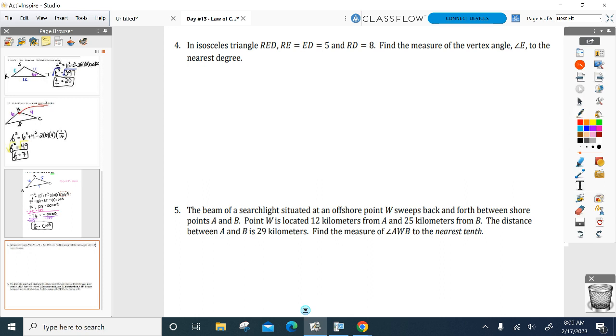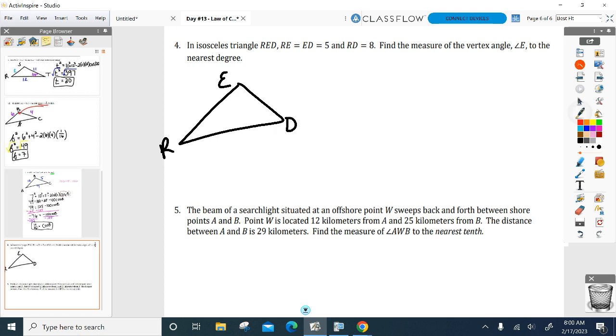You guys have the isosceles triangle RED? Okay, and if I change that one, RE is congruent to ED, and they're both 5. And RD is 8. Find the measure of vertex angle E.